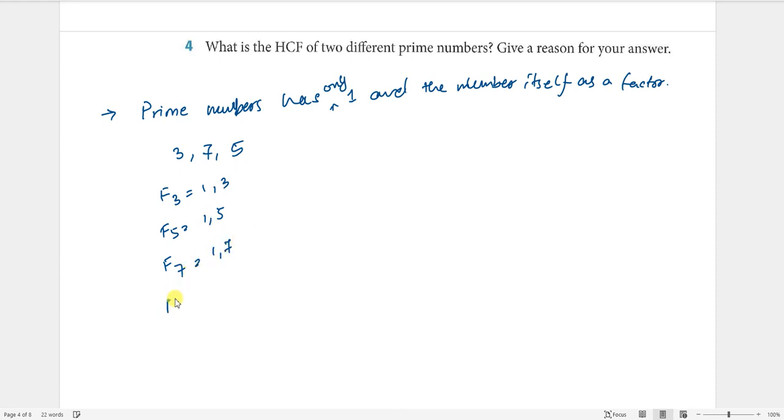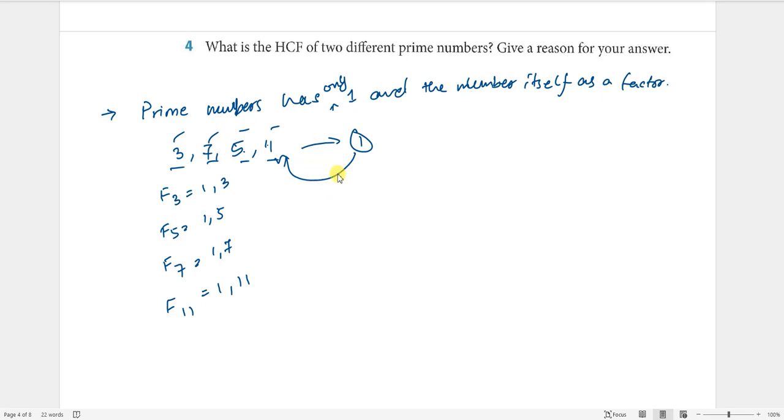Similarly, F11, because 11 is also a prime number, is equal to 1 and 11. So there are no other numbers by which you can divide these numbers. So all their factors are 1 and the number themselves. If it's 11, 11. If it's 5, 5. If it's 7, 7. If it's 3, then 3.